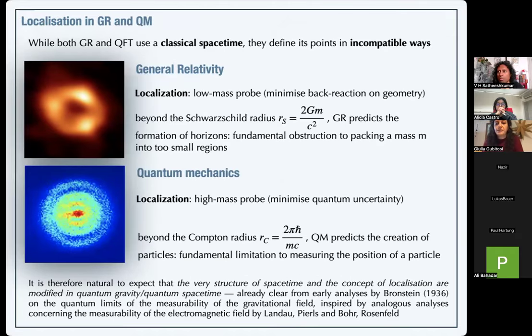And you can see this in a more quantitative way, even though still based on heuristic arguments, when you think about how the two theories localize points or test particles. For general relativity, you need test particles that have low mass because you want to minimize their back reaction on the geometry. On the other hand, in quantum mechanics, you want probes that have high mass because you want to minimize the quantum uncertainty if you want to use them to localize a point.